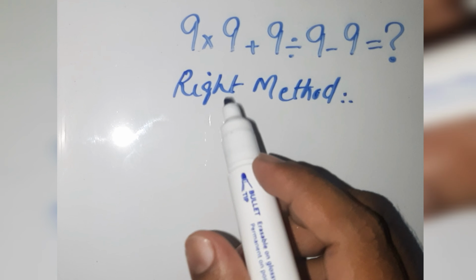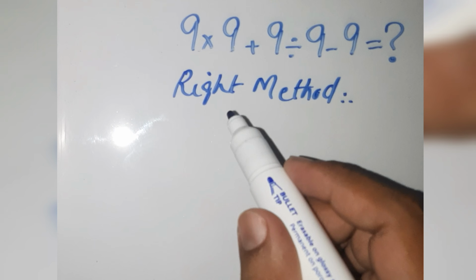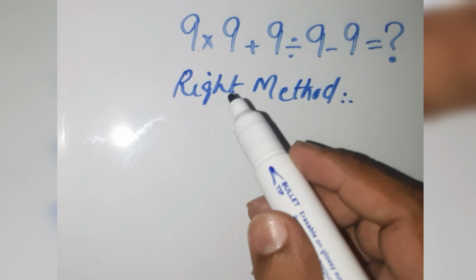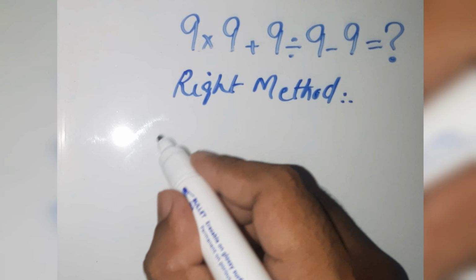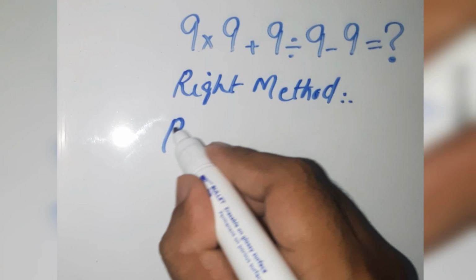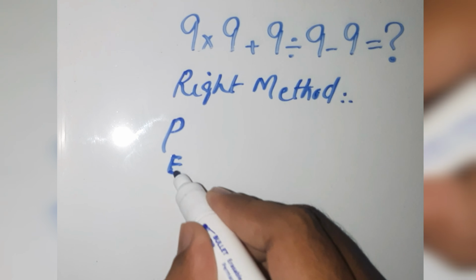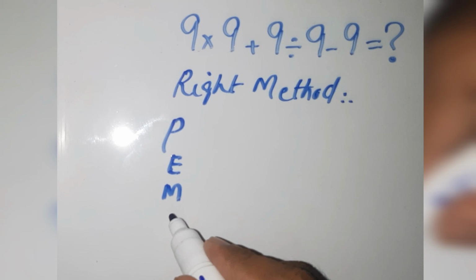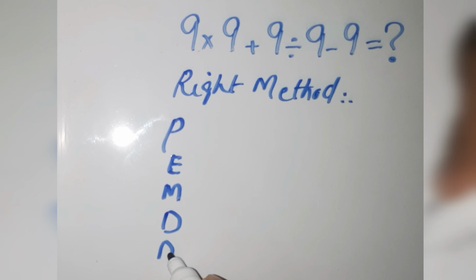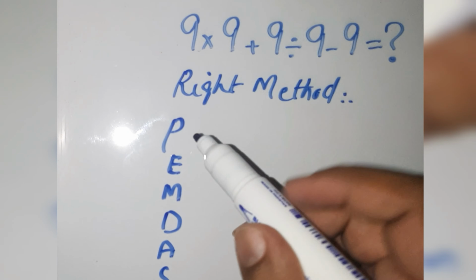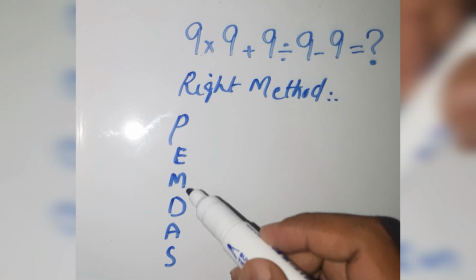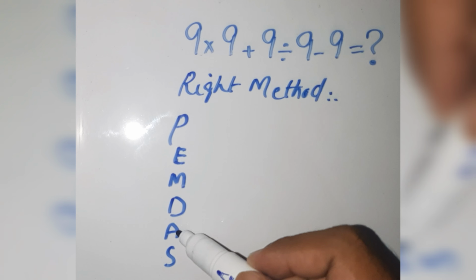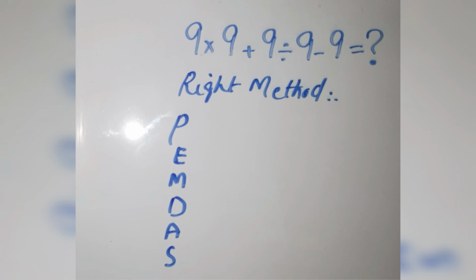So before we do the right method, we know that according to the order of operation, which is called PEMDAS, we follow the rule PEMDAS, where P, E, M, D, A and S mean P for parenthesis, E for exponent, M for multiplication, D for division, A for addition and S for subtraction.